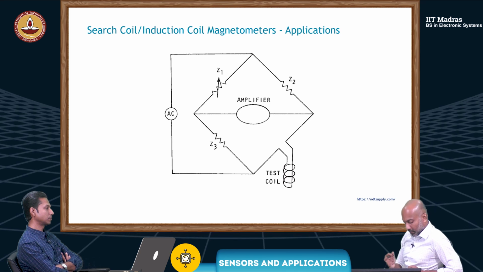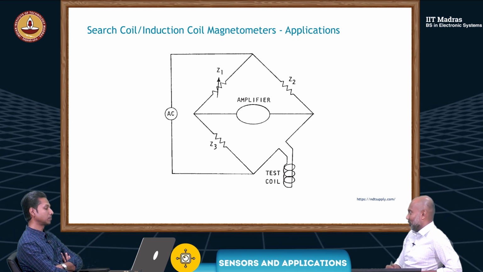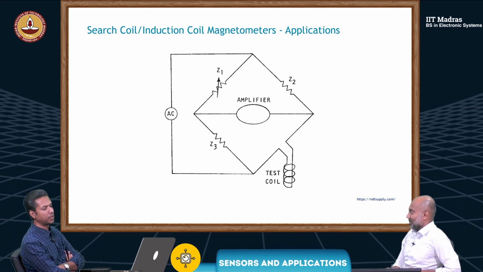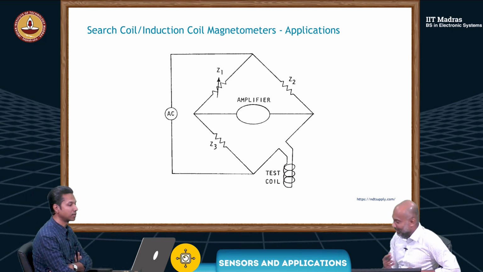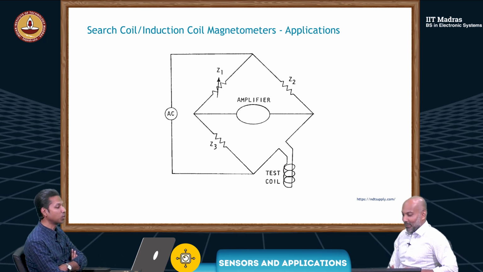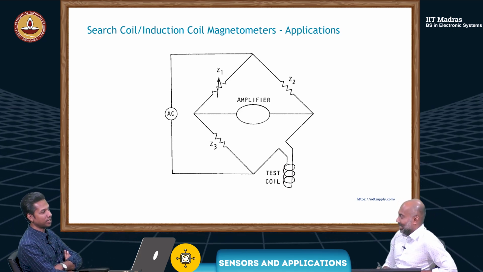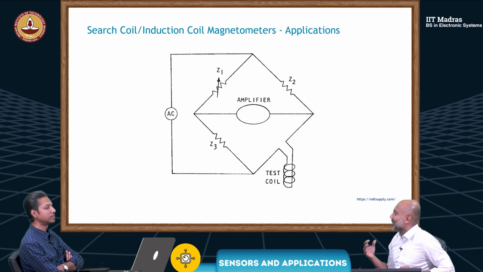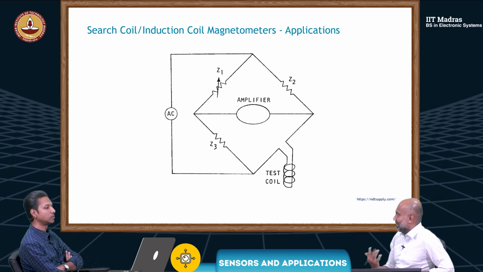What is this? We've done this before. You have done some bridges. Yes, a bridge. This also looks like a bridge. So what is this test coil? It's the same search coil. This is a simple but effective method of detecting a crack, for example.